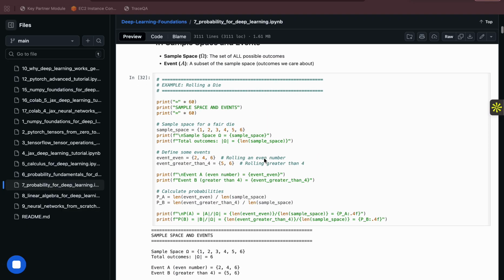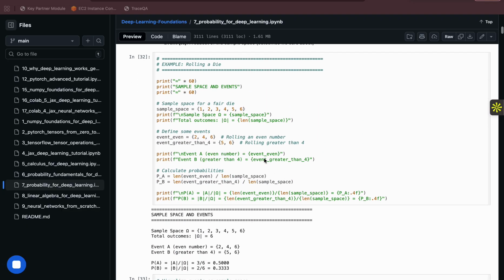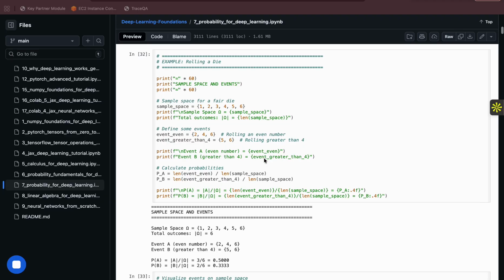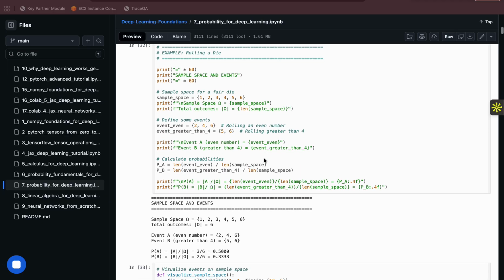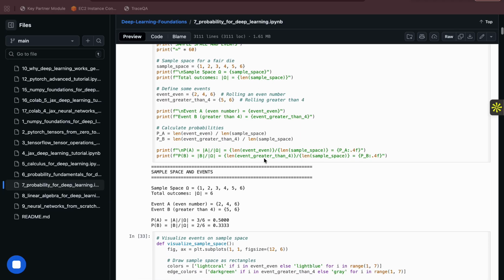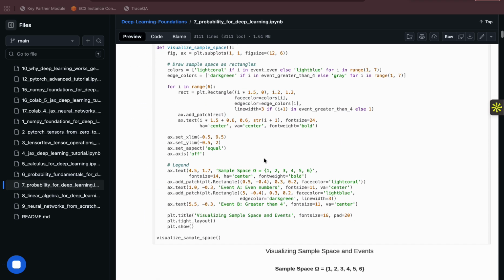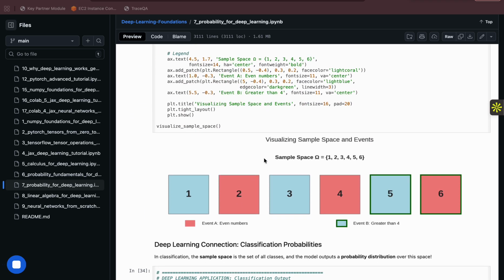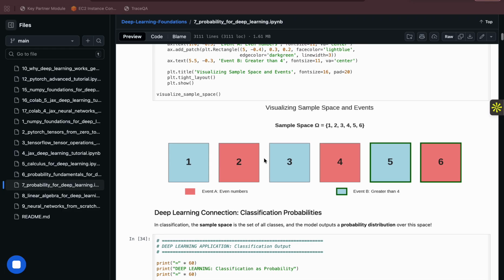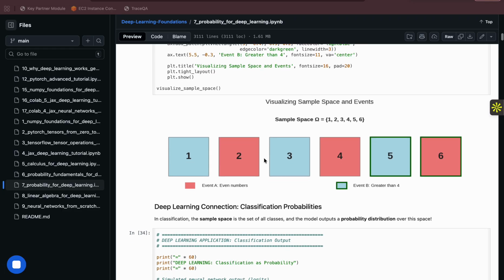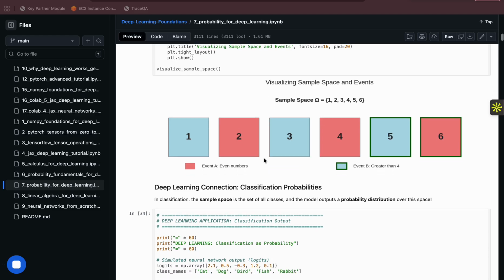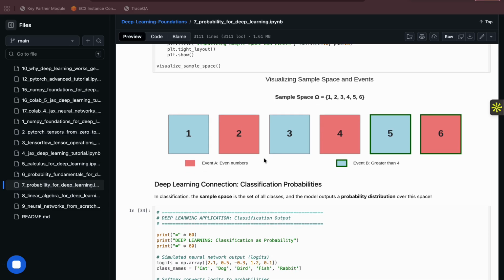So first we define the sample space for a fair die roll, which creates events for even numbers and numbers greater than 4 and calculates the probabilities. So here we visualize the sample space and events using colored rectangles to show which outcomes belong to event A, which is even, and B, which is greater than 4.